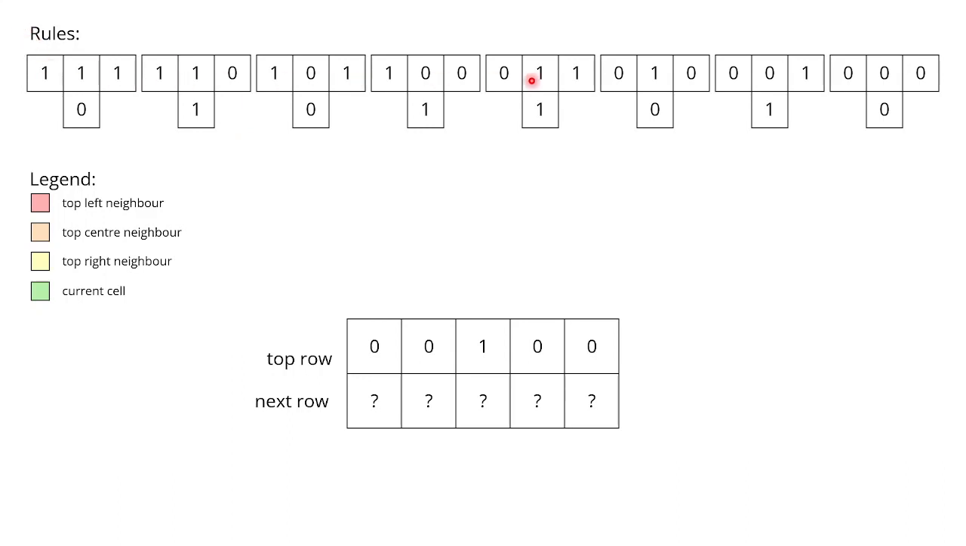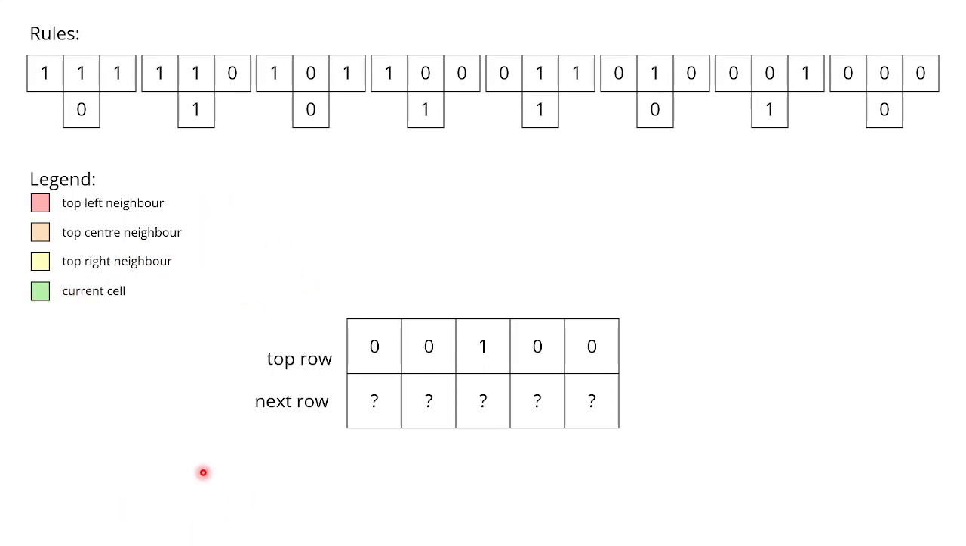So here are the rules. Okay, these are the rules, the rule 90 rules at the top. And then I have legends here, the colors. So red represents the top left neighbor. The orange square represents the top center neighbor. And then the yellow, top right neighbor. And then the green is the current cell.